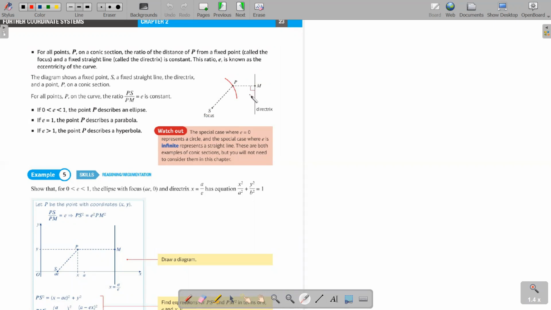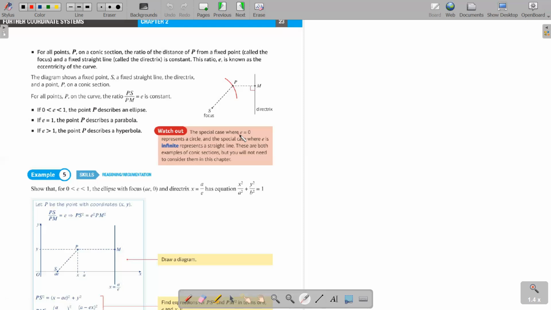Now you remember in the parabola, these two distances were equal, which means the ratio becomes 1, because when you divide, you get 1. So basically, in a parabola, eccentricity equals 1.